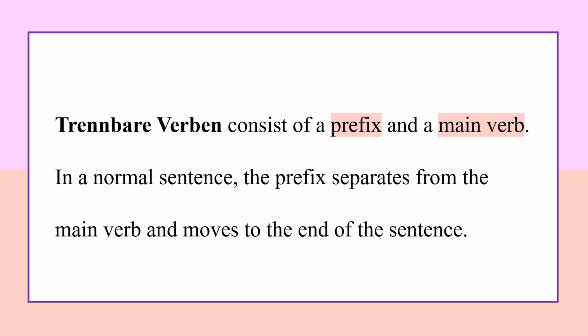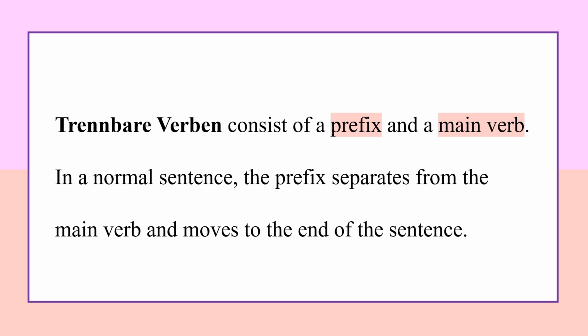I've already made a video on trennbare Verben, and you'll find the link of the video in the description box right below. Trennbare Verben are made of a prefix and a main verb. In normal sentences where only trennbare Verben are used, the prefix is separated from the main verb and is moved to the very back of the sentence.